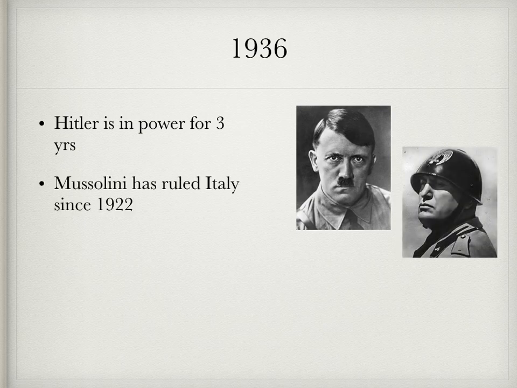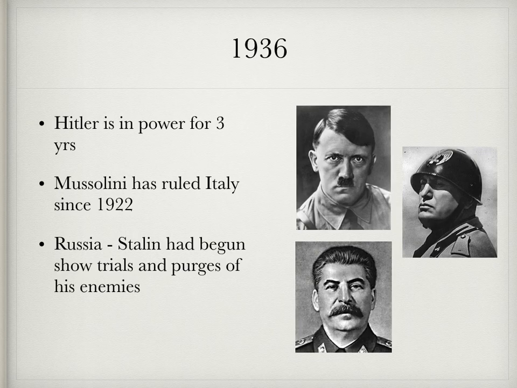Italy is another country that's going to be getting involved in this civil war. Mussolini has ruled Italy since 1922. By 1936, we've already gone through the Abyssinia crisis, so we've seen Italian aggression happening already.